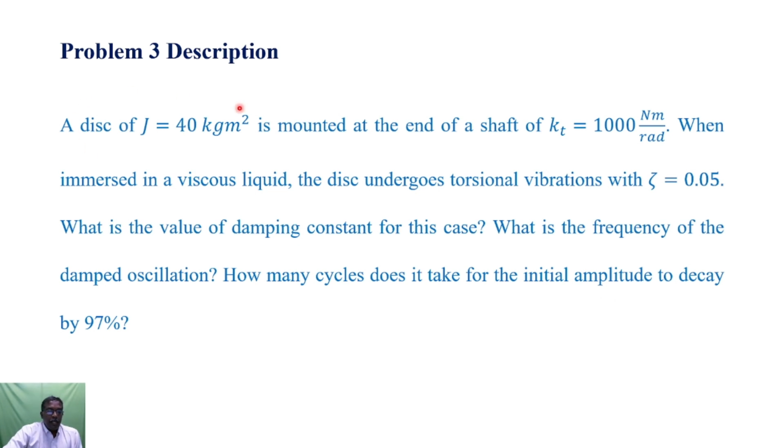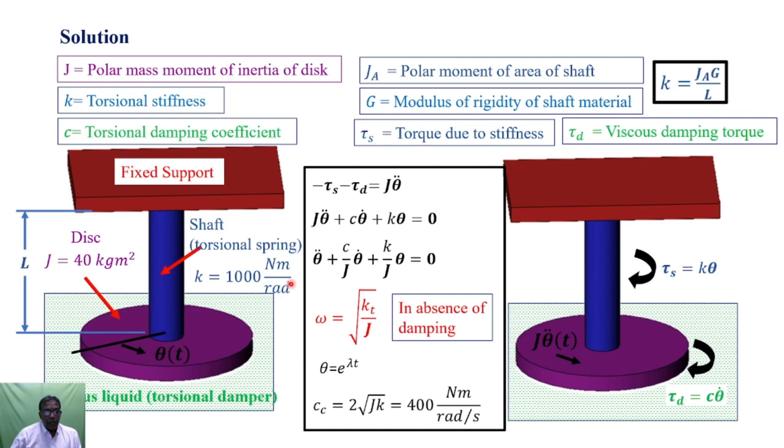If you see the system which is shown here, there is a fixed support, there is a shaft, there is a disc at the bottom end which can twist and untwist. The alternate motions of twisting and untwisting is called torsional vibration, and this disc is immersed in a viscous liquid which acts as a damper.